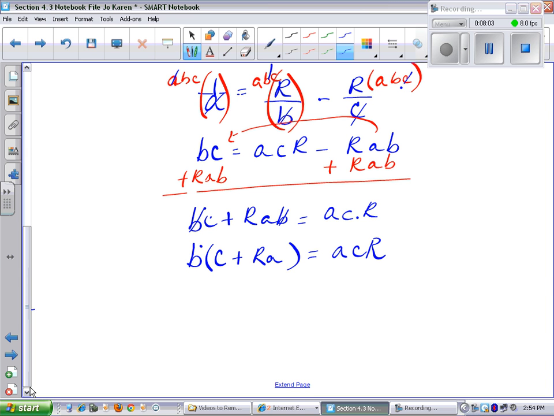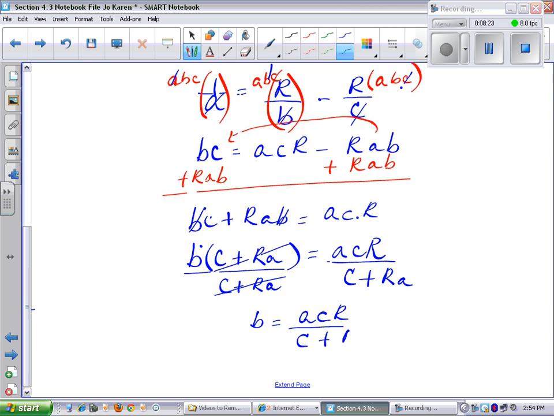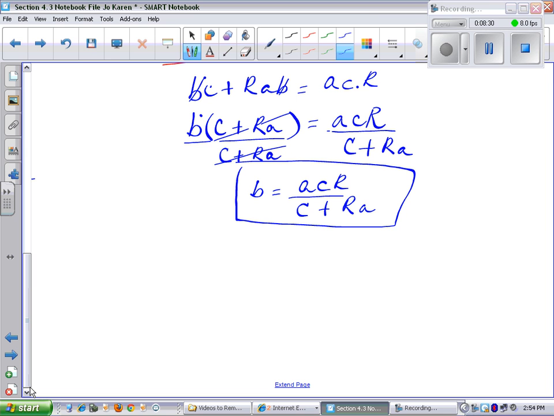How do I eliminate multiplication? With division. So I'm going to divide by C plus RA. C plus RA will cancel on the left, so I will have B is equal to ACR over C plus RA. This is the final answer. Make sure that when you type this into the computer on your homework, you leave the lowercase letters as lowercase letters and the uppercase letters as uppercase letters.